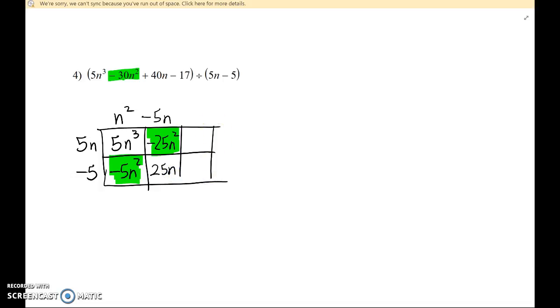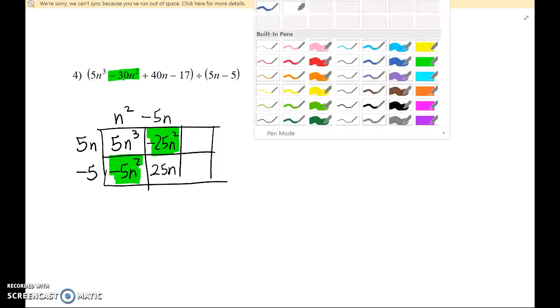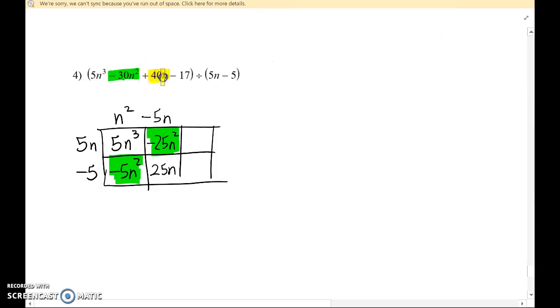Our next term is positive 40. So we need this diagonal here in yellow to give us a positive 40. And so we want to use a 15n because 15 and 25 is 40. And 5n times 3 is 15n. So we end with a negative 15.